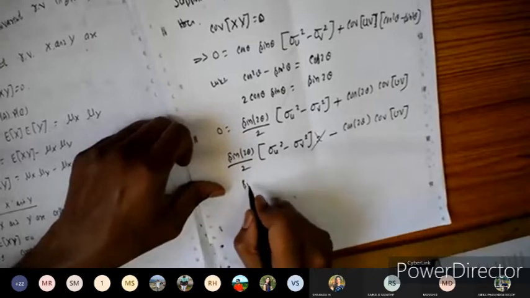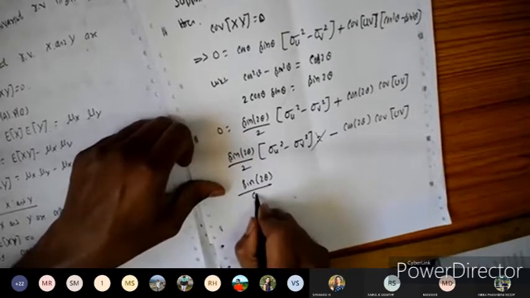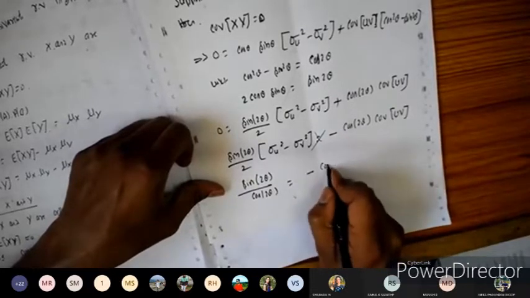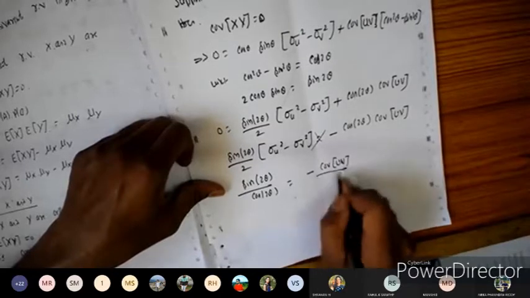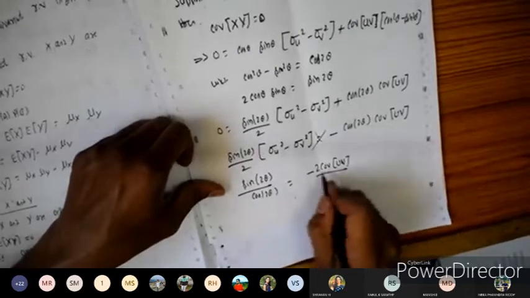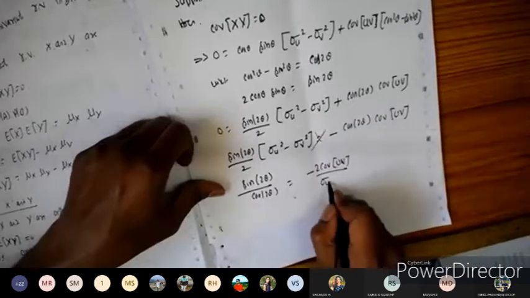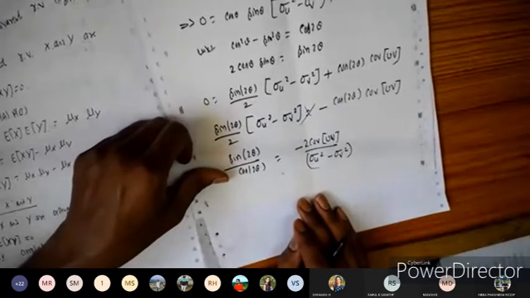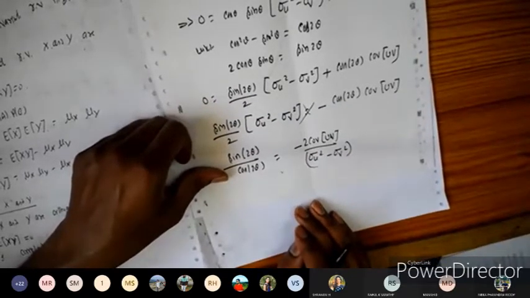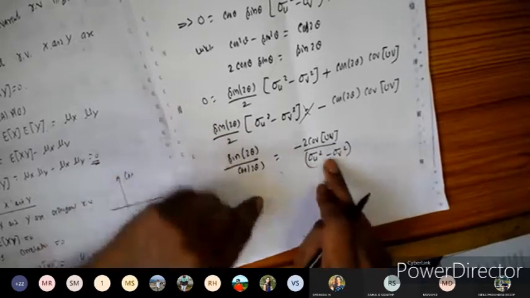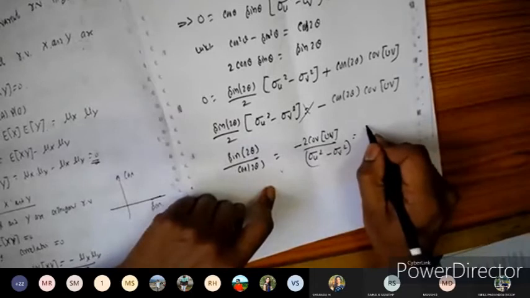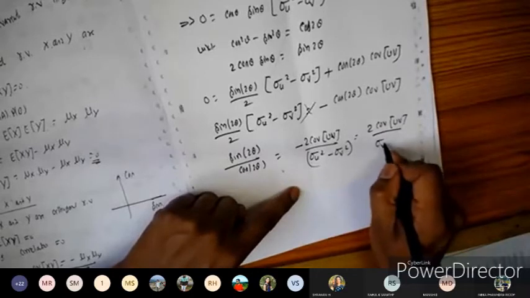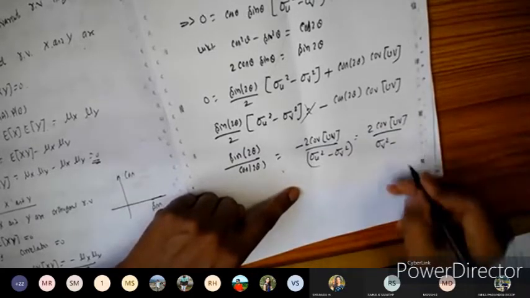If we cross multiply, it will become sin 2 theta divided by cos 2 theta equal to minus covariance of the random variables u and v divided by, 2 will come here, so minus 2 into sigma u square minus sigma v square. Here minus is there, so taking minus common, this will become 2 into covariance of the random variables u and v divided by sigma v square minus sigma u square.